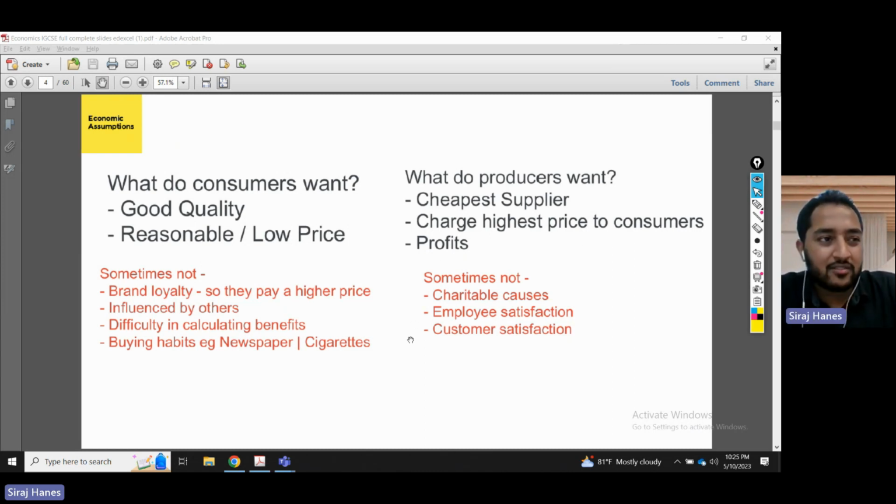And third one, customer satisfaction. Sometimes you go the extra mile to give them something extra just to keep them happy. Even though the profits may fall, you may not get as much profits because you give them loads of extra. You're like, you know what? It's fine. At least my customers are happy. So these are the economic assumptions that one can make. So the very basics.